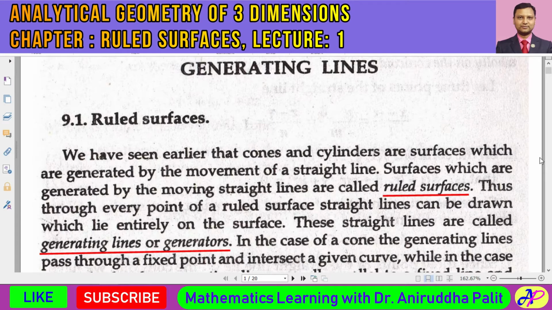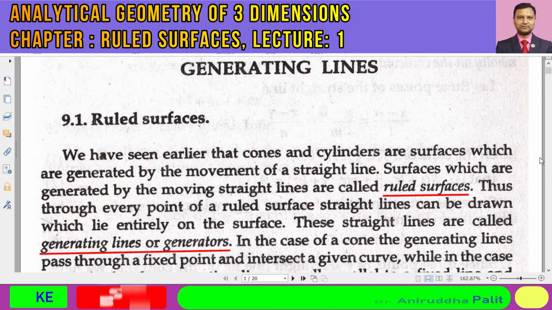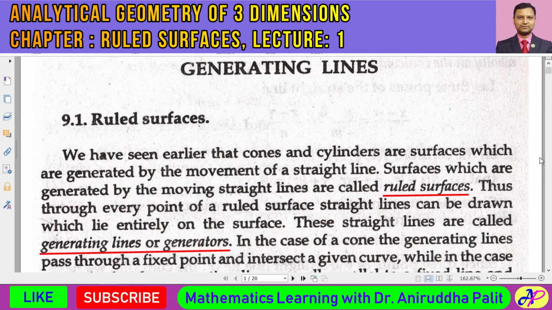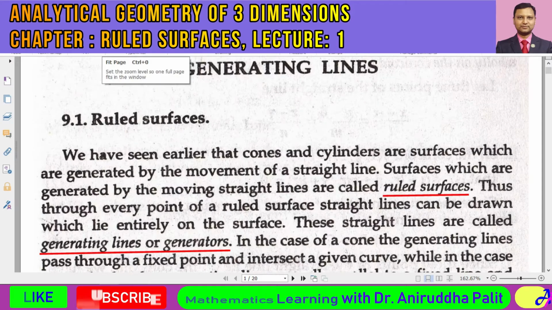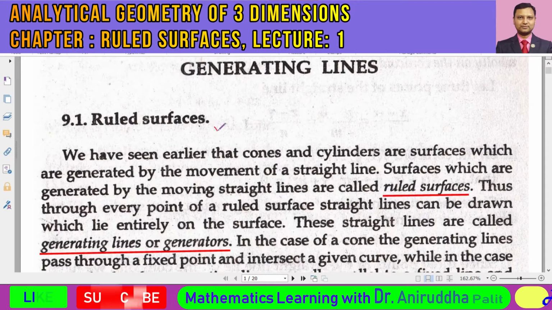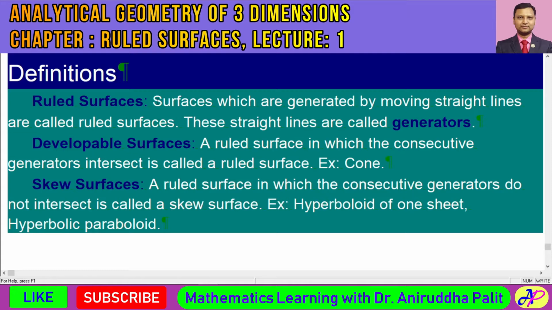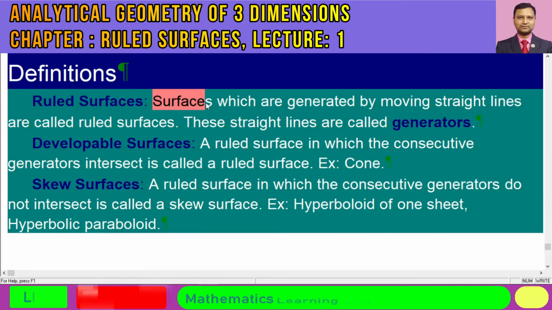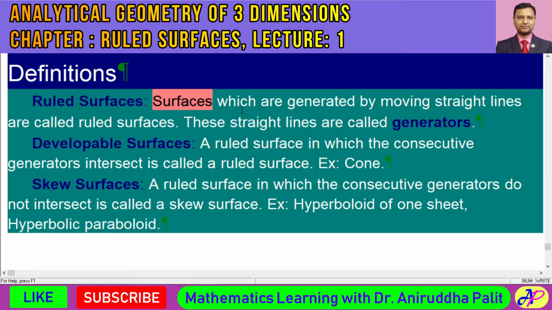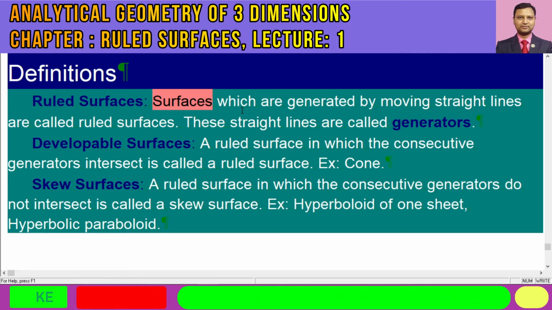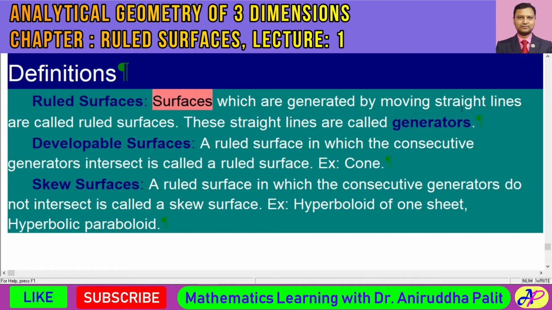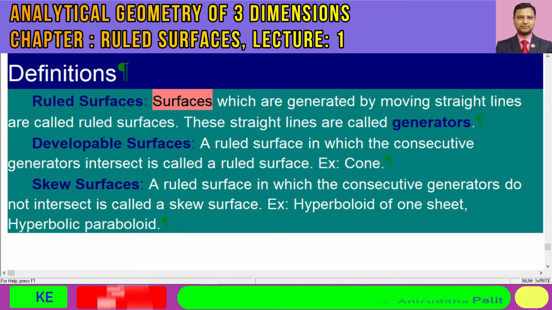Everybody, the chapter is known as generating lines, but over here we are actually discussing a kind of surface known as ruled surfaces. What is this ruled surface? The actual definition of a ruled surface is that we shall have to consider the surfaces which are generated by moving straight lines.